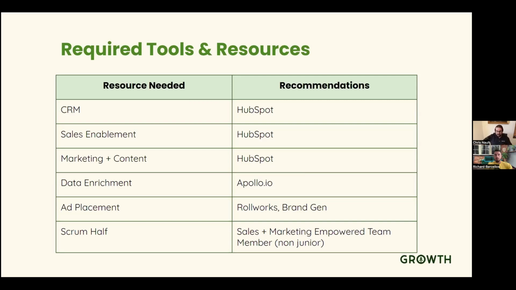For marketing and content, you're going to need a lot of both. So our vote is HubSpot. With data enrichment, there's of course some powerful tools with Clearbit. Apollo.io, as far as data quality and ease of use, wins every time. And for ad placement, we're big on Rollworks and a new company, BrandGen.